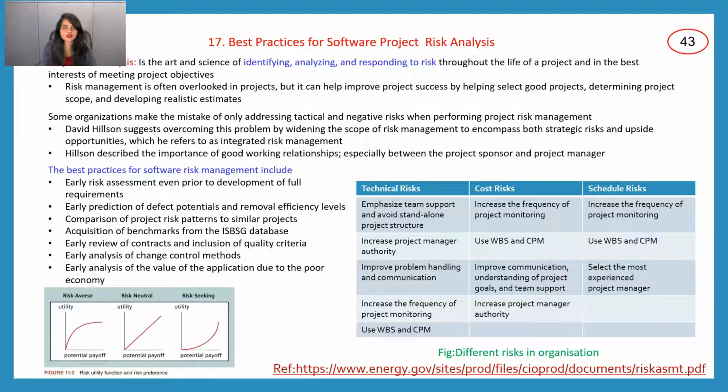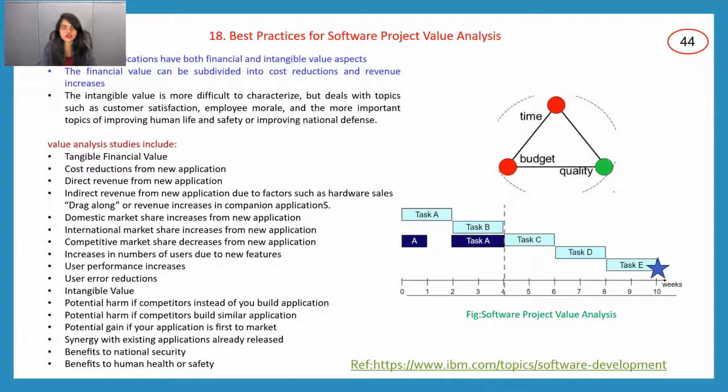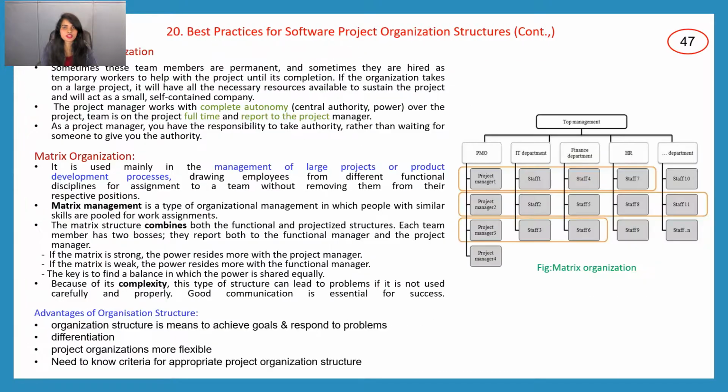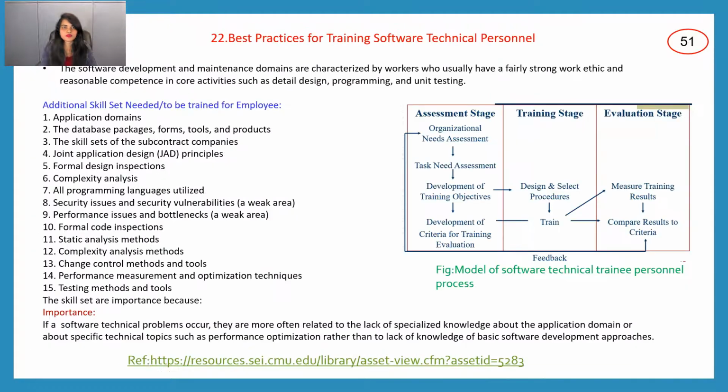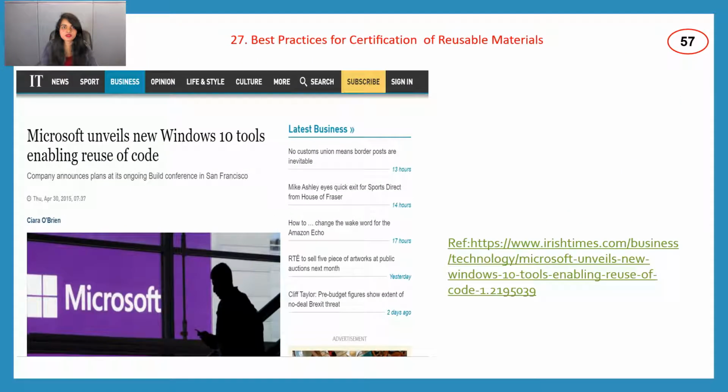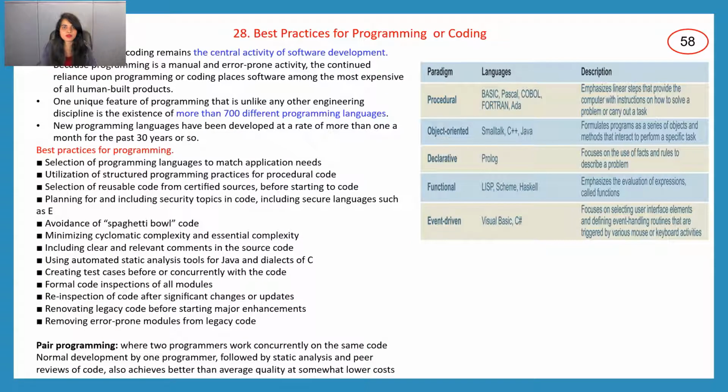The other one is software project risk analysis. Risk analysis is very important between the design and the deployment phase, so we should have a proper risk analysis. And then software project value analysis, and practices for cancelling or turnaround of troubled projects. And these are all the 50 best practices we discussed in the previous video. And this is the best practice for programming or coding. We'll see it in part 3.